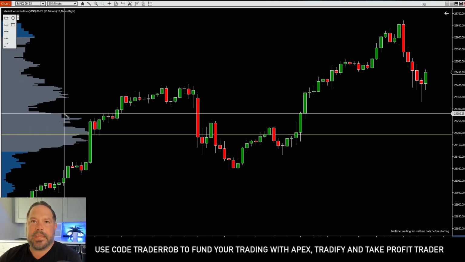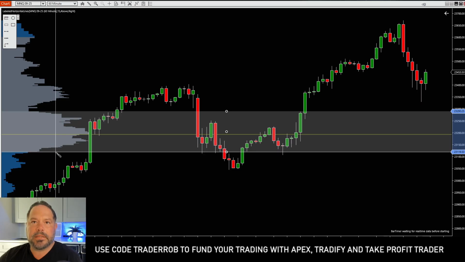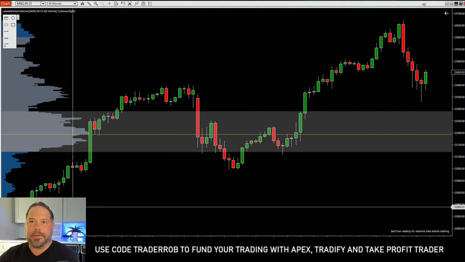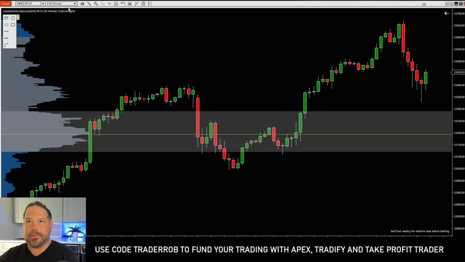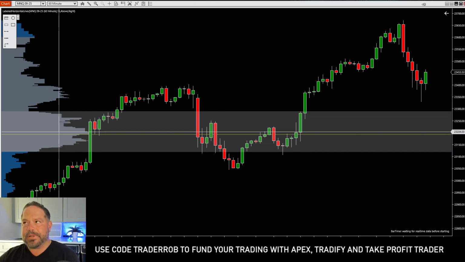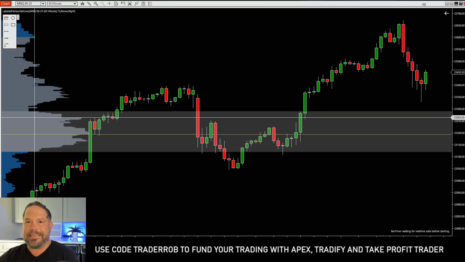But I would say that this node right here is your biggest node, or biggest bulk of volume on this chart right now. Okay, so this on the 60-minute is where I start. That's what I'm looking for. And that's where I know that we're going to have some pretty damn good reaction if we come back down and test this area.